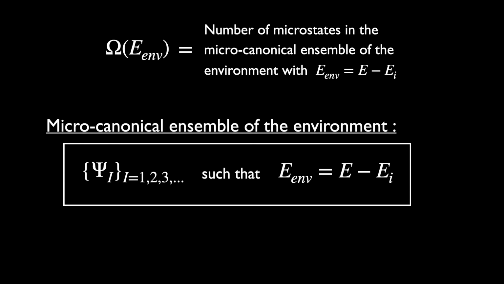According to the definition introduced earlier, omega represents the total number of microstates in the microcanonical ensemble of the system. Recall that each state in the microcanonical ensemble has the same energy. We denote a microstate of the environment as capital psi I. Let's take a closer look at omega.